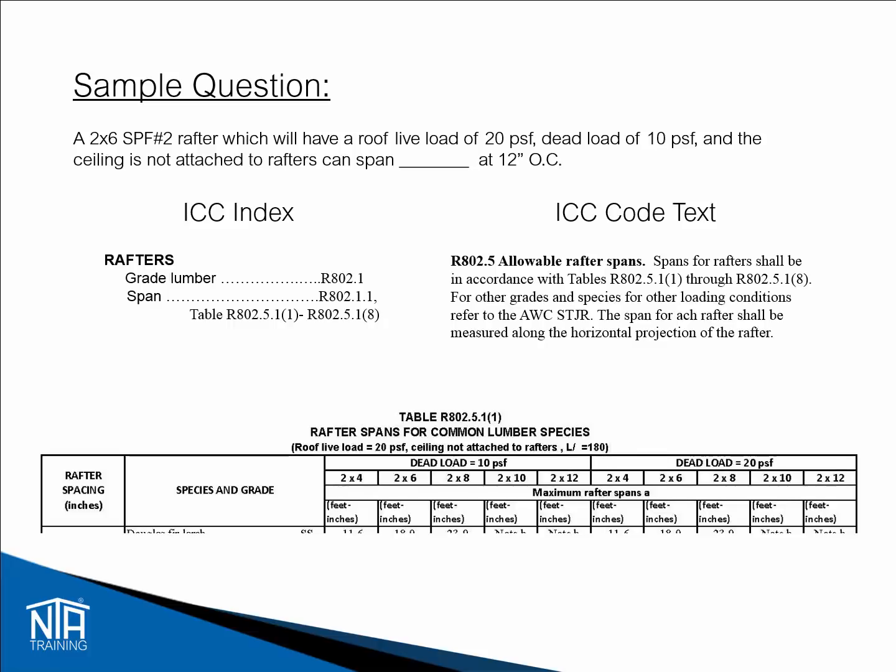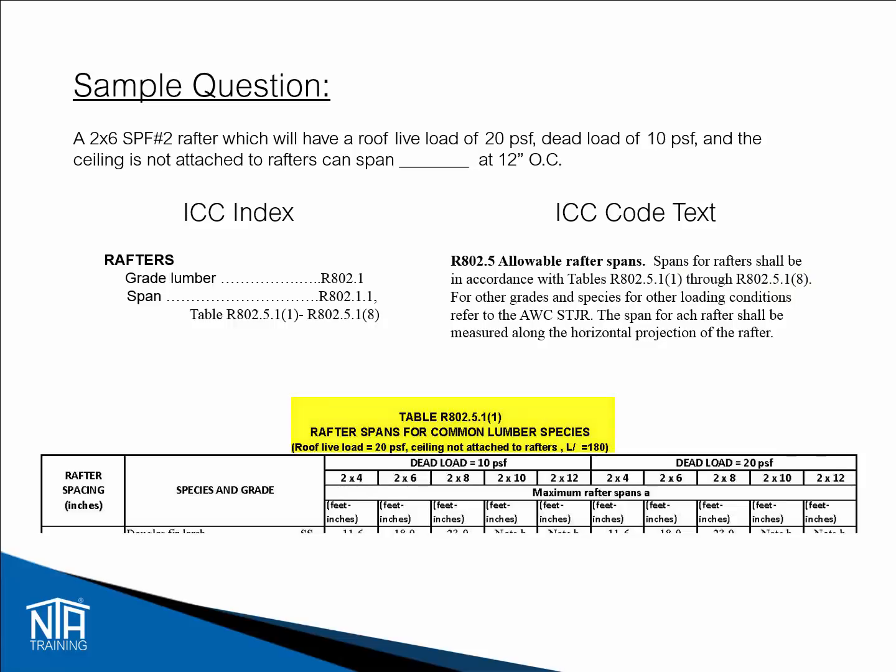Using the keyword rafters in the index, you will find that requirements for rafters begin in Section R802. Start skimming this chapter to find a subsection that relates to rafter spans, and you will find Section R802.5. This section contains references to tables R802.5.1.1 through R802.5.1.8. Additional information is provided at the top of each table to help you narrow down which table you need.